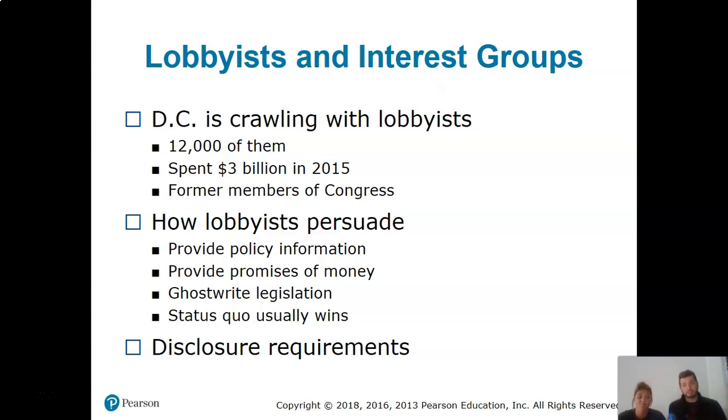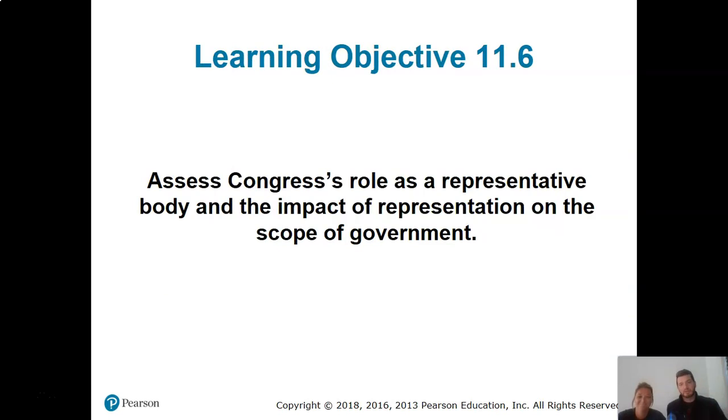Yeah, it's crazy. There are also disclosure requirements on how much money you are taking from these interest groups, although it's actually easy to get around a lot of those. There are ways around it. Stephen Colbert has a really funny video, and we'll talk about super PACs in Unit 4. But anyway, we're getting ahead of ourselves.